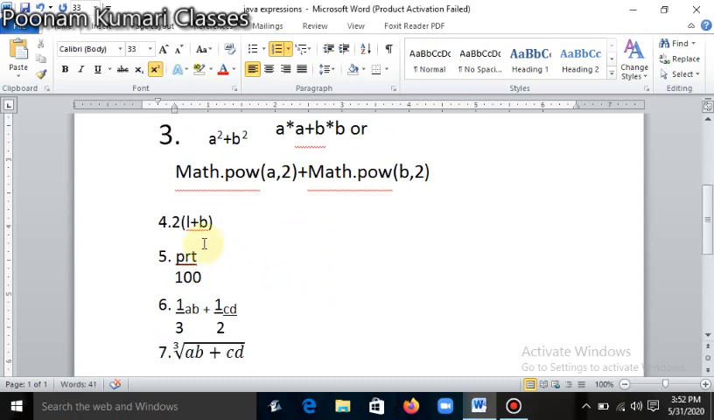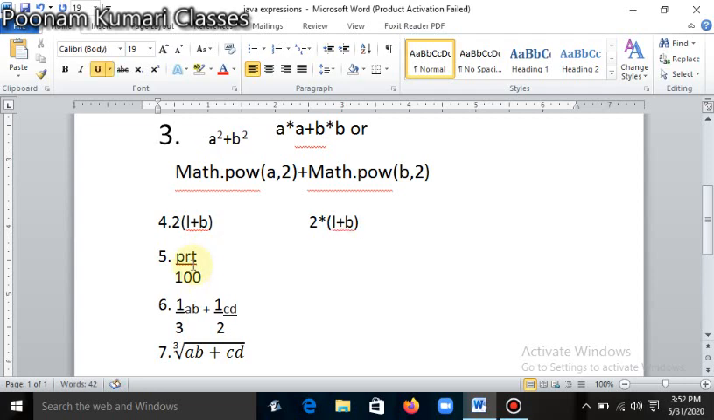Now next, if this type of example is coming: 2 into l plus b. So how will we solve this one? We can solve it like 2, and if there is no symbol between the bracket and this number, then we will apply multiply here. 2 multiply, then again in brackets we will write l plus b.